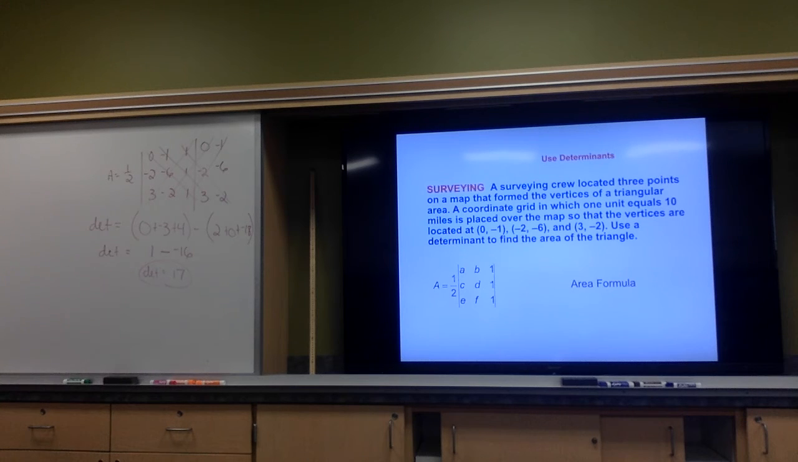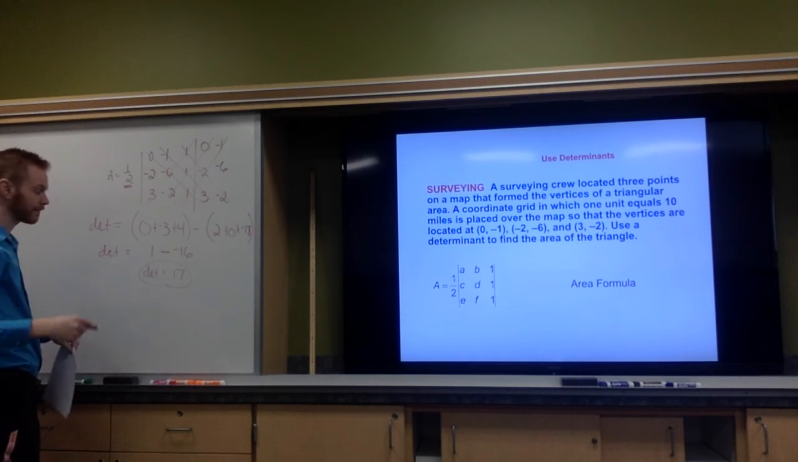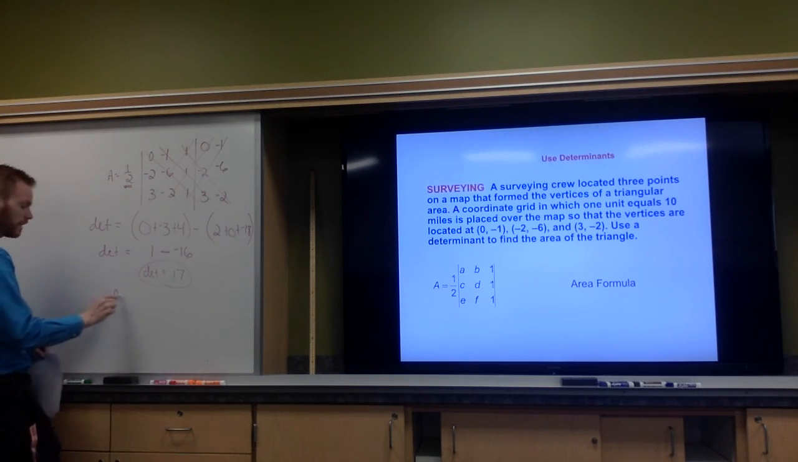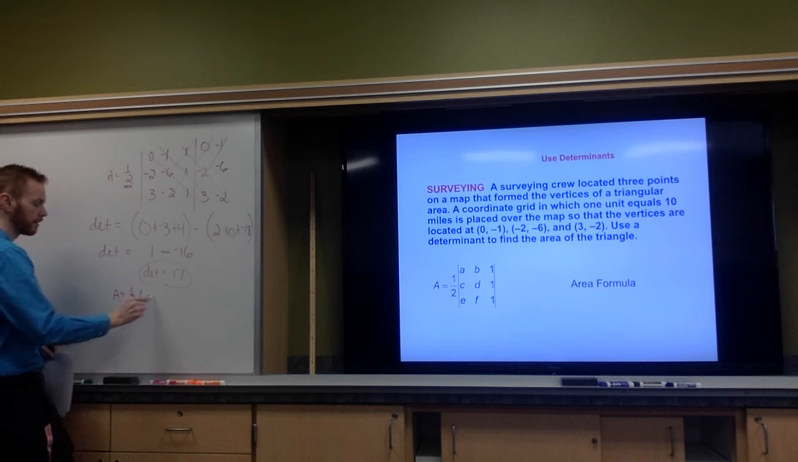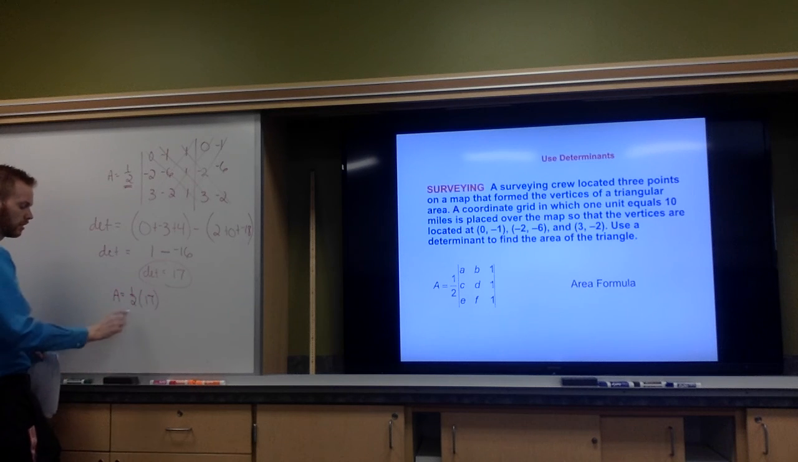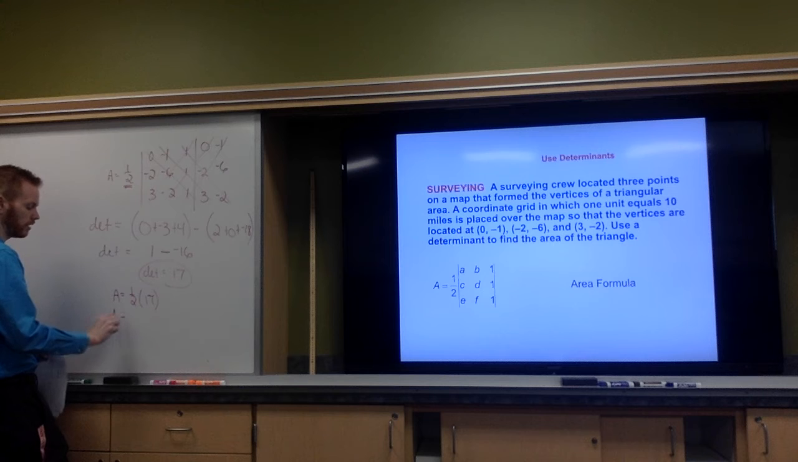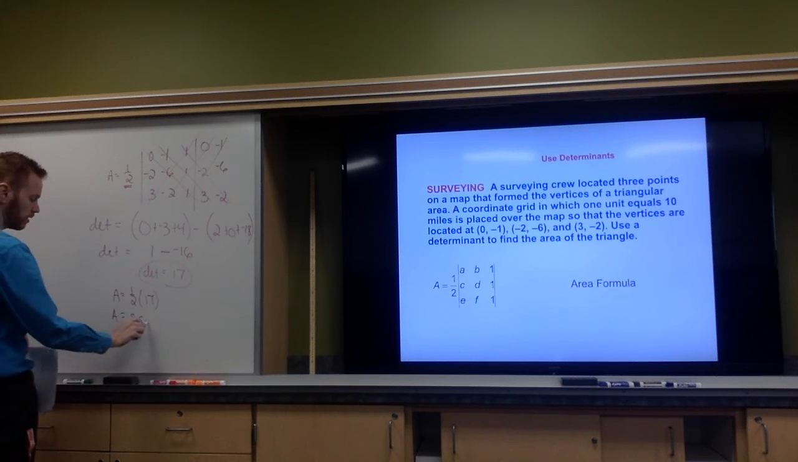Now we're not done yet. This half that I said forget about it, you can't forget about it. You got to bring it back. So to find the area, you take half of your determinant. So the area is going to be, what, 8.5 square units?